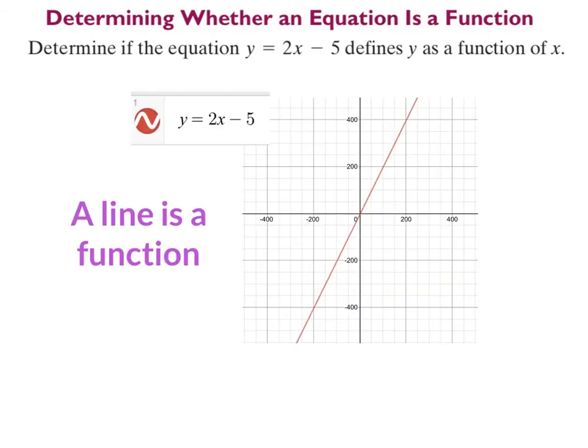So if you wanted to double confirm, you could graph it on Desmos or your calculator and see that, oh, there's one output for every one input. Cool, it's a function. Also, you know, a line is a function. So there are a lot of different ways to prove that y equals 2x minus 5 is a function. Or as we say in Mathland, it defines y as a function of x.